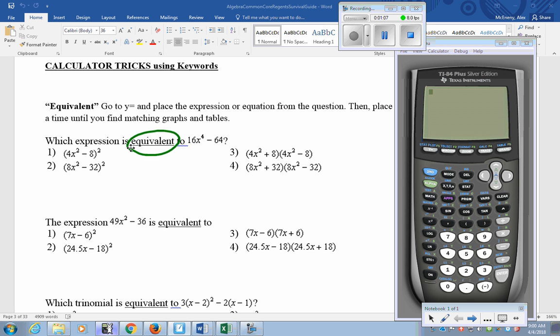So what you want to do when you see that, like it says up in the directions, you go to y equals, and you type in the expression in the question. So we got 16x to the 4th minus 64. And then for y2, type in one of the answers. The one that's correct is going to be, in this case, choice 3. But I'm going to type one in that's not correct. So I'm going to type in choice 1 right now.